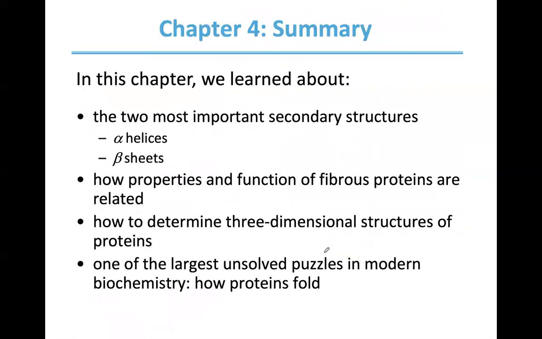Summary. So what we've done so far, we know alpha helices, we know beta sheets. We know how the properties of fibrous proteins are related. We know the three-dimensional structure of proteins. And how proteins fold, well, no wonder I told you that this is one of the largest unsolved puzzles in modern biochemistry: how within seconds these proteins find their native fold. Guys, are there any questions about anything we talked about? So this will be chapter 4.